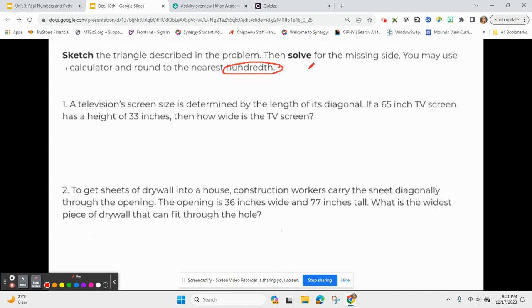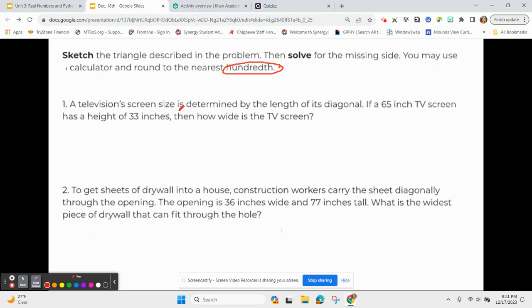That's no big deal. So I'm going to help you set these first couple up to get you on your way. So for drawing, you're going to sketch a picture to help you see what are my legs, what is my hypotenuse, and that's going to make it easier to solve.